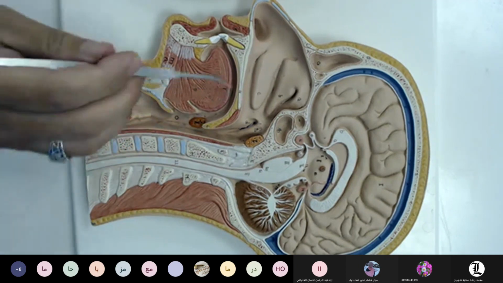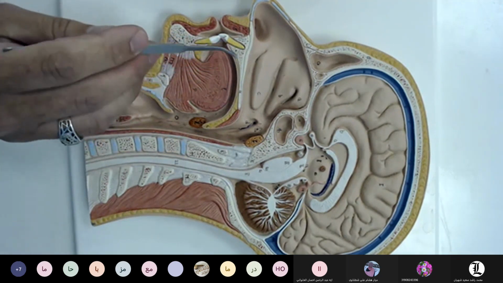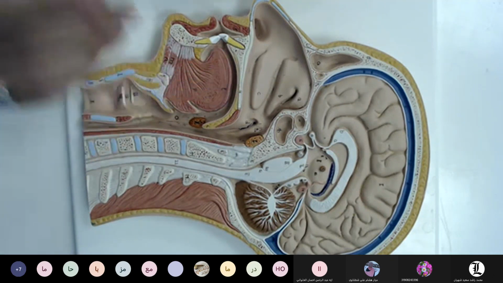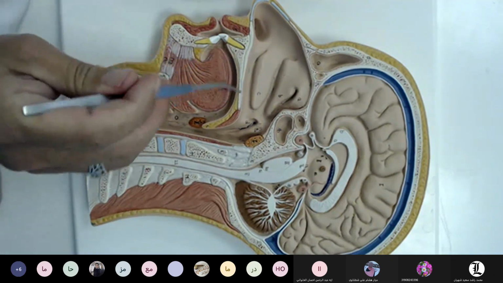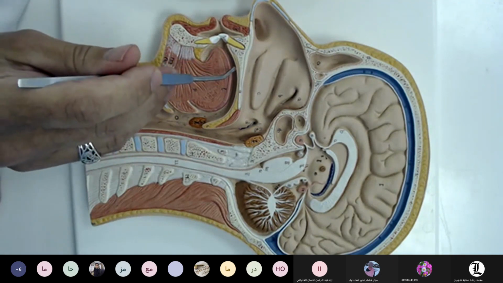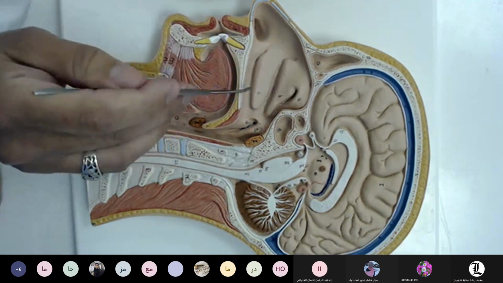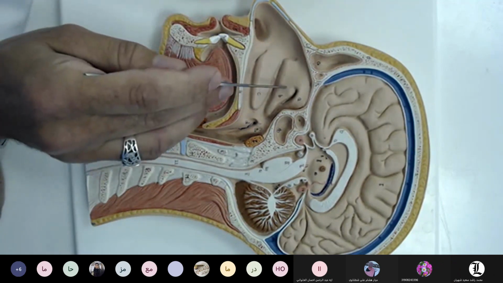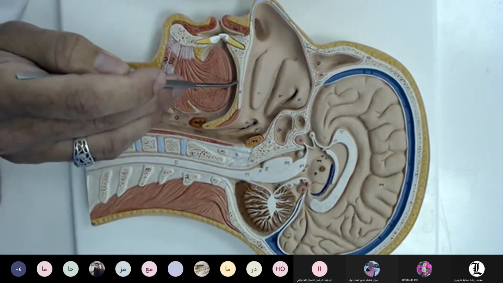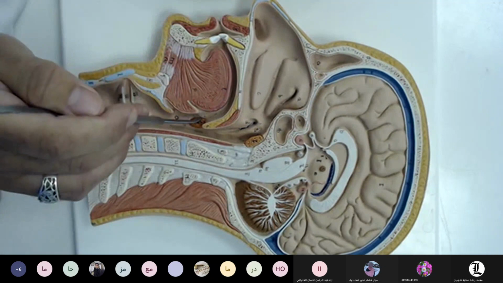Now, this is about the roof of the oral cavity. And you know that the roof of the oral cavity is a kind of wall, or border, between the oral cavity and nasal cavity. So it represents the floor of the nasal cavity, but at the same time, it's the roof of the oral cavity that enables you to breathe and eat at the same time.